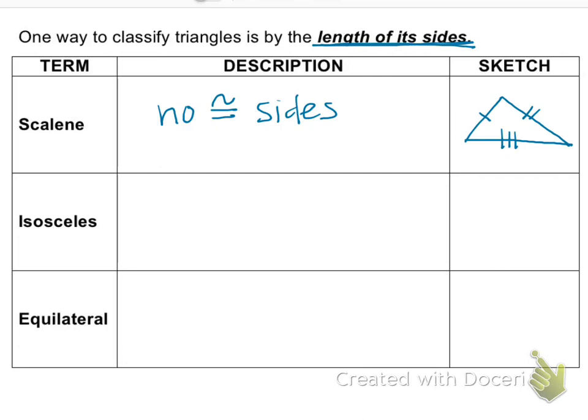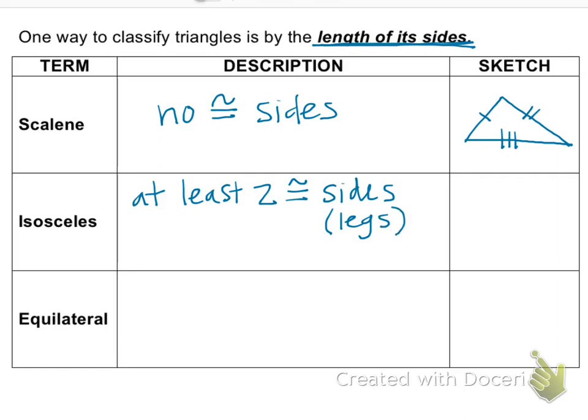The second type of way we could classify a triangle by its sides is an isosceles triangle. And this is where at least 2 sides are congruent. If 3 sides are congruent, it can still be considered isosceles. The 2 sides that are congruent, these are called the legs. The other side is called the base.